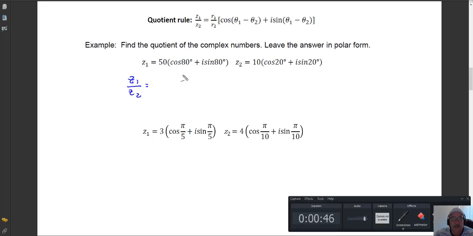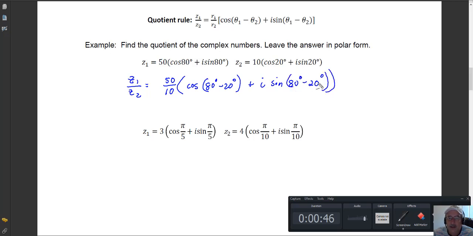So the quotient of these two complex numbers would be the r values divided, so it would be 50 divided by 10, times the cosine of, just take the two angles, 80 degrees, subtract 20 degrees there, and then plus i sine, and you can put ditto. A lot of students will put ditto there.